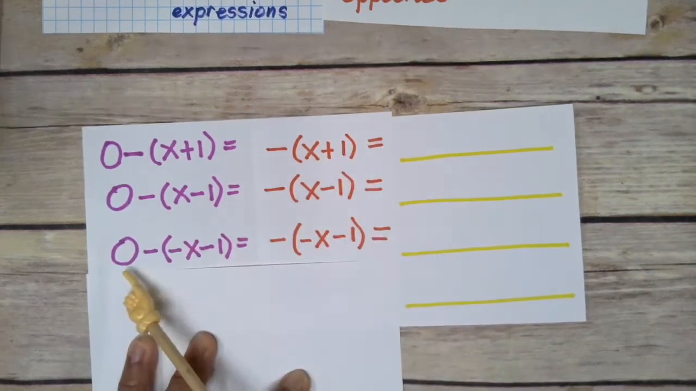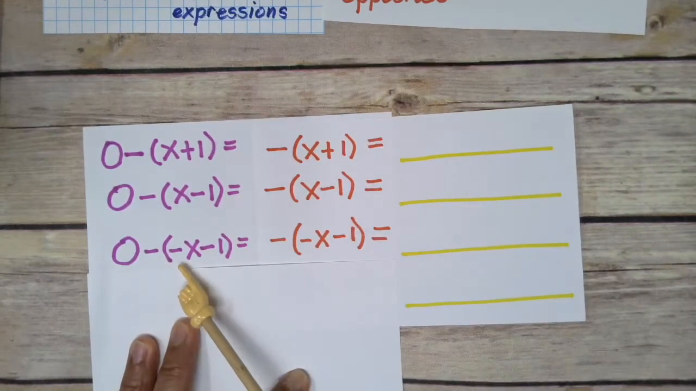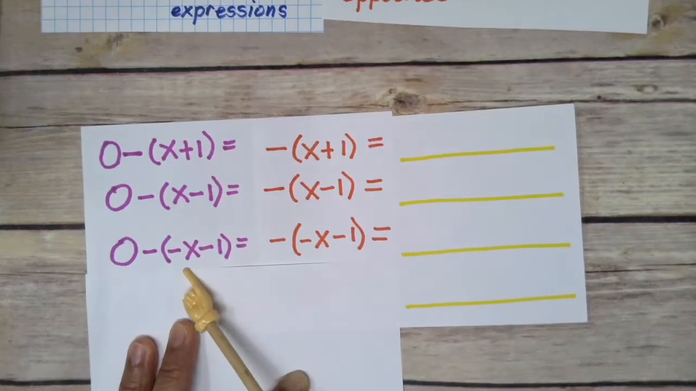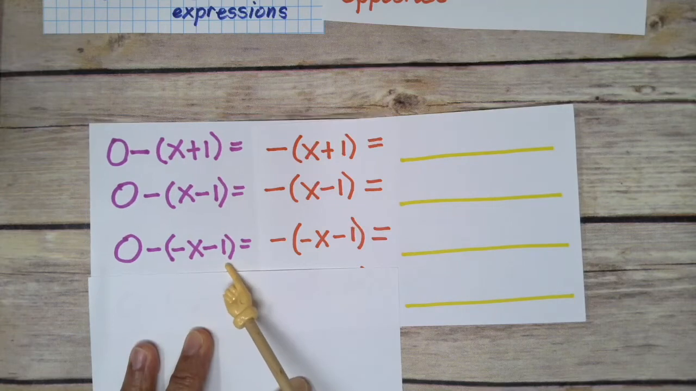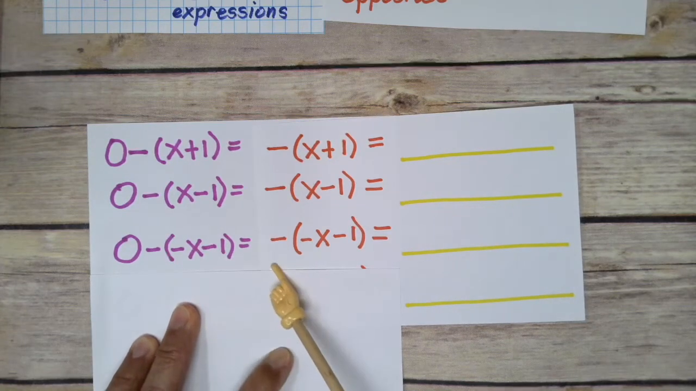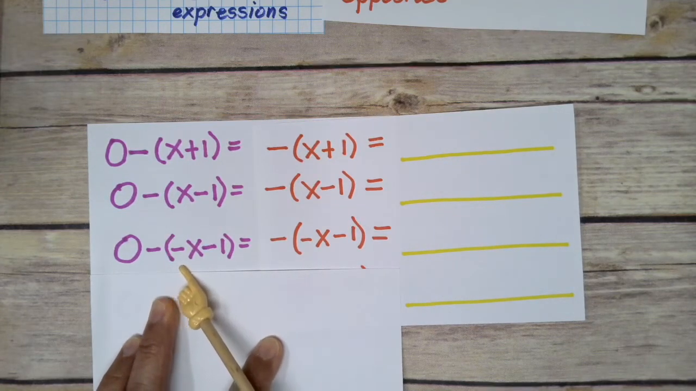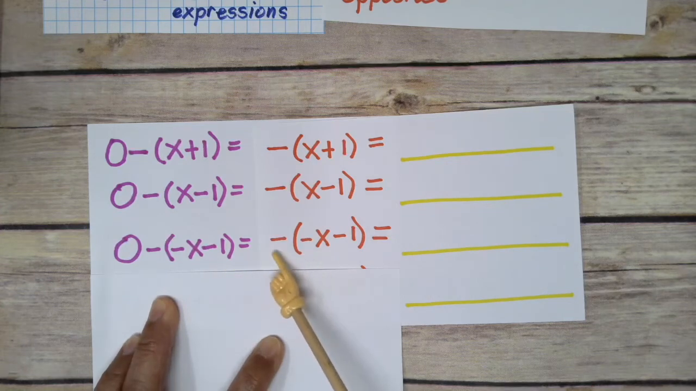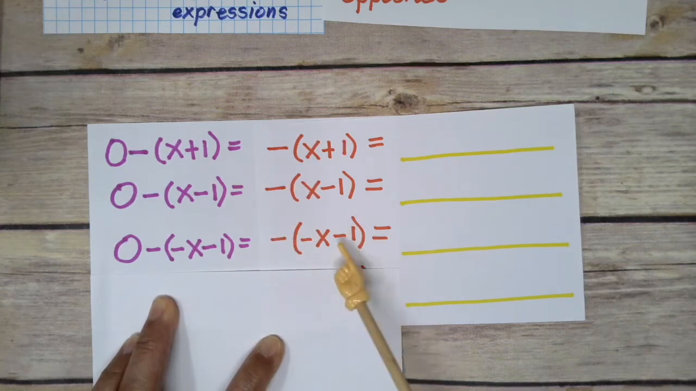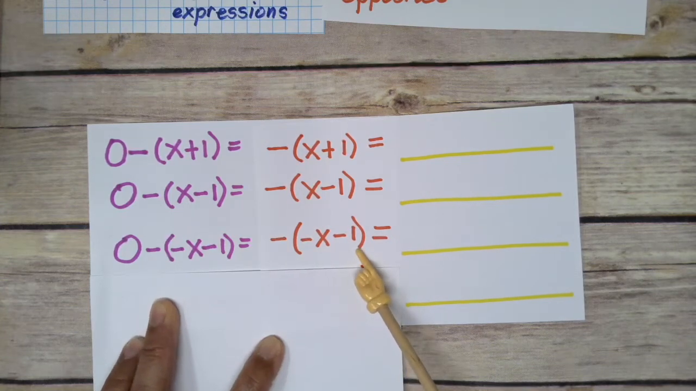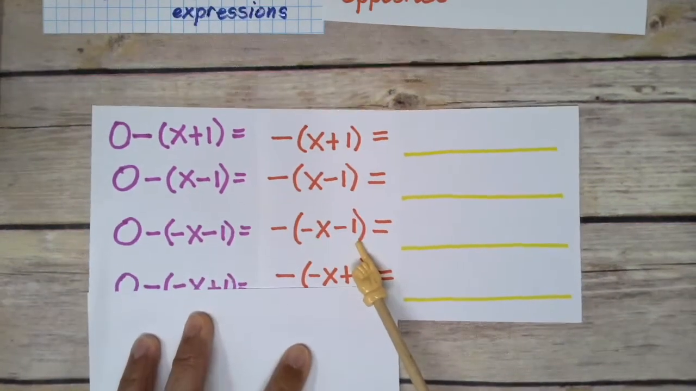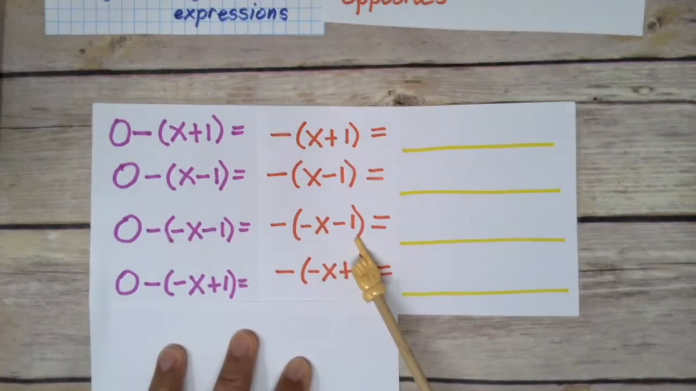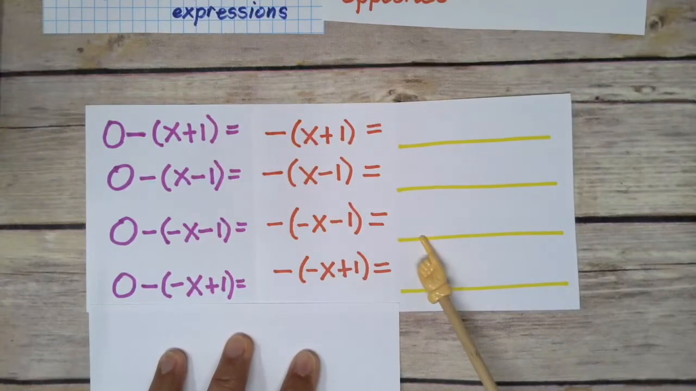Then we have 0 minus the quantity of negative x minus 1. Our subtrahend here is the expression negative x minus 1. Therefore, our difference is the negative of negative x minus 1, which is negative quantity negative x minus 1. We have to be careful with the negative signs because sometimes it will be confusing, especially when you are dealing with so many negative signs.